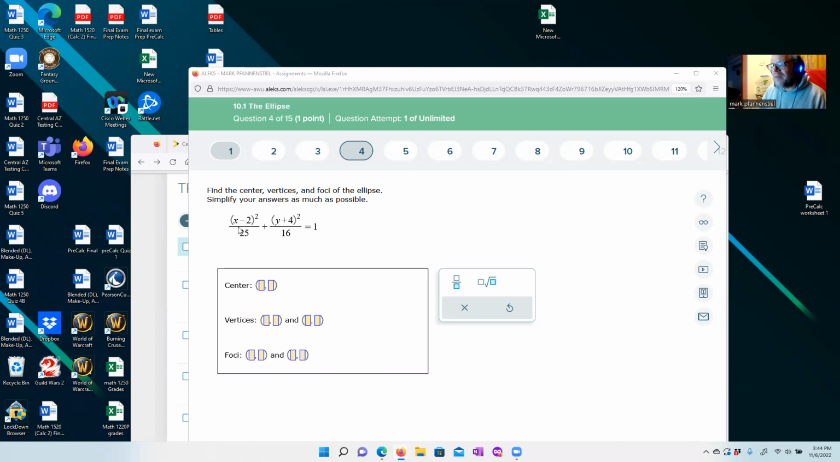Okay, major axis, right? 16 is a bigger, no, 25 is a bigger number than 16. Our major axis is going to be along the x value here. And then our center is not the origin. The center is 2, -4, so that's going to be a little different.